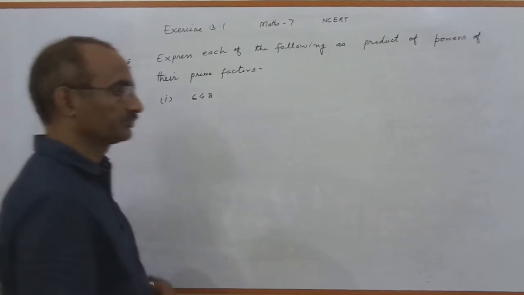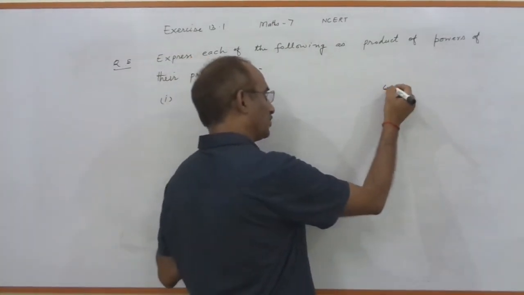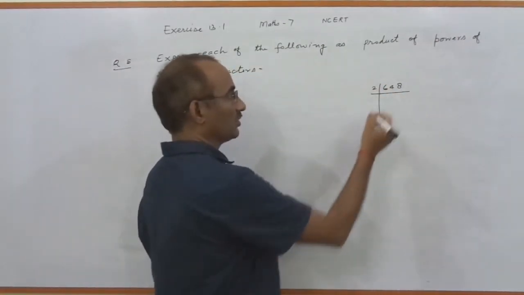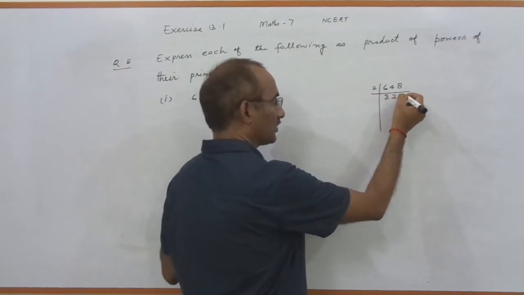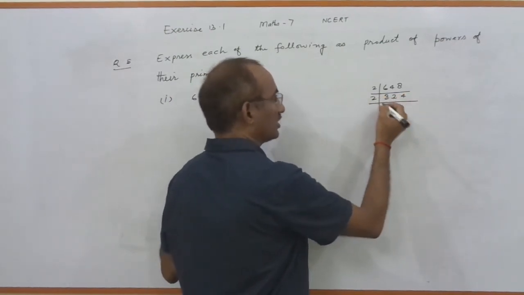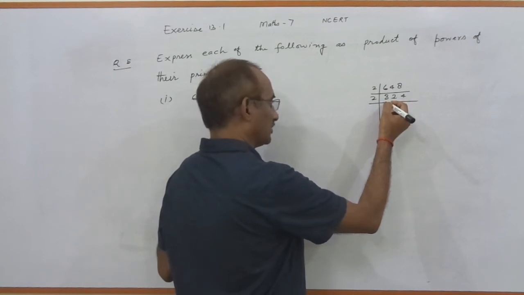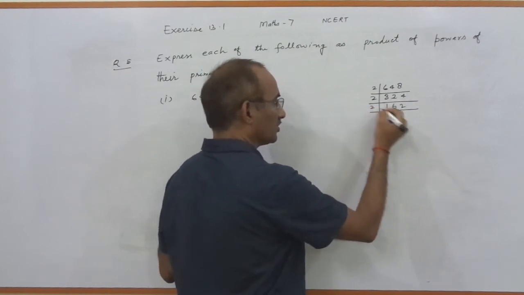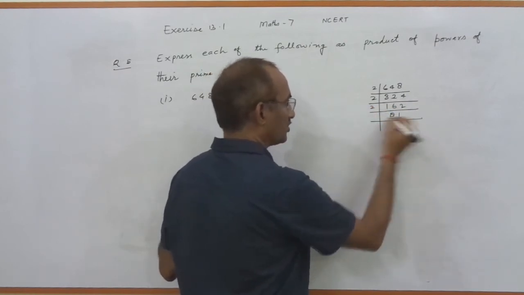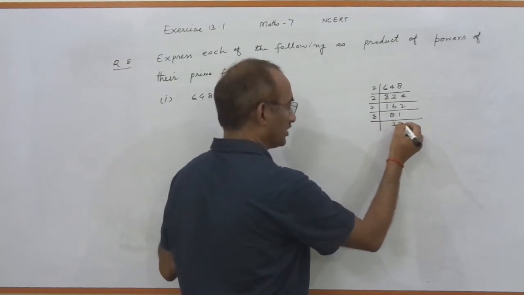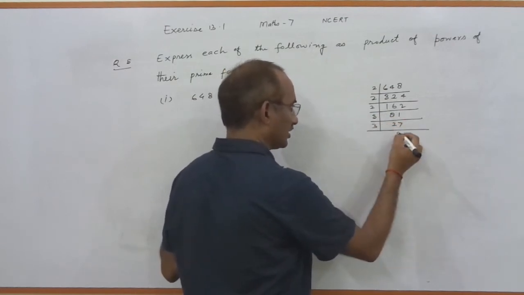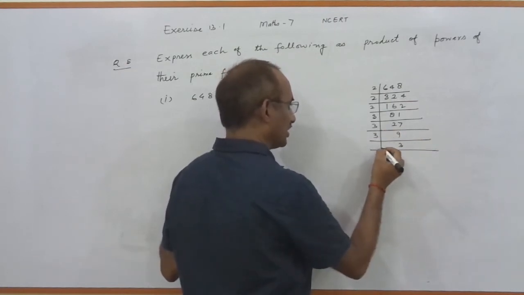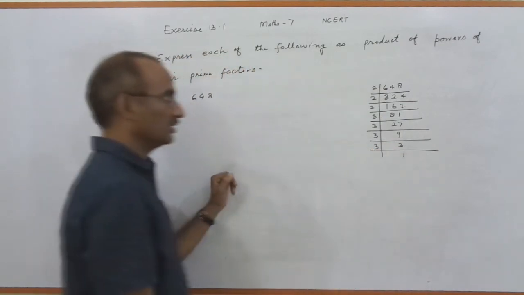648. First of all, we have to find the prime factors of 648. It is divisible by 2. Dividing it further by 2, we get 324 and then 162. Then it can be divided by 3, so we get 54, then 27, and then 9, and finally we get 3 and 1.